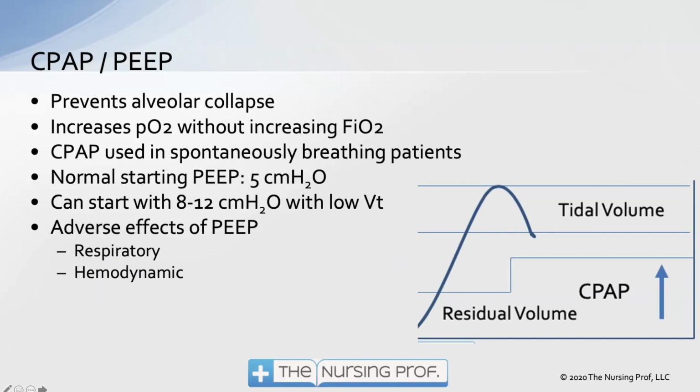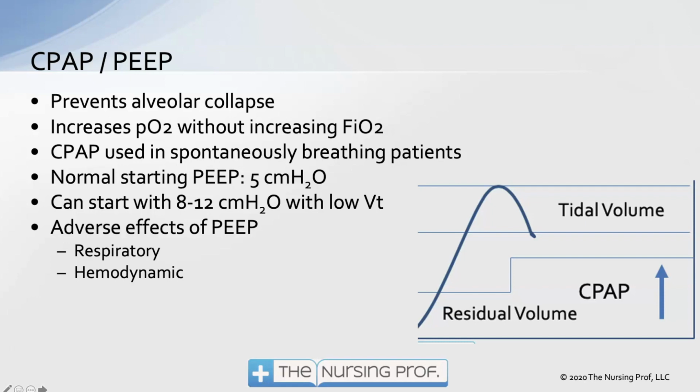CPAP and PEEP, we already looked at what they do in our diagram there of our different volumes. But we use CPAP to try to prevent alveolar collapse. If the patient is spontaneously breathing, we call it CPAP. If the patient is on the ventilator, we call it PEEP. PEEP is positive end expiratory pressure. CPAP is continuous positive airway pressure. And that's what the terms mean. But it's the same process, that it's increasing our residual volume.